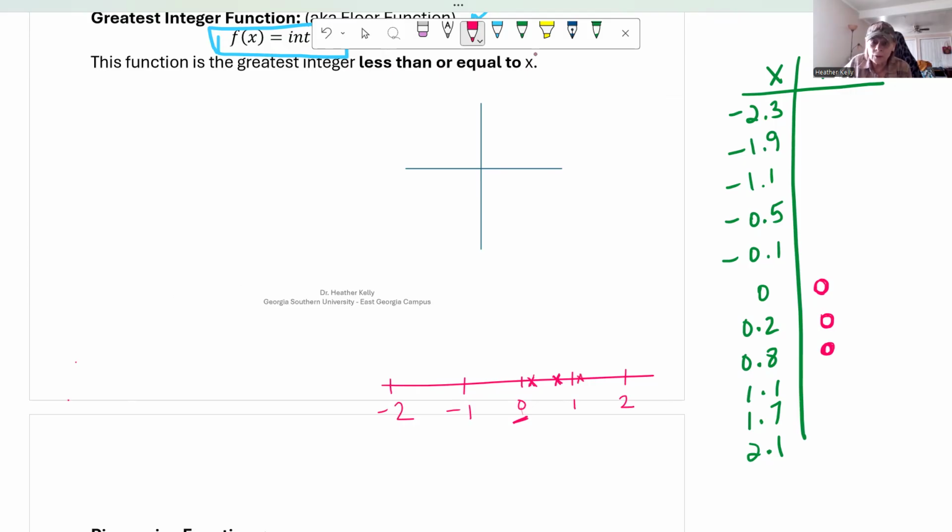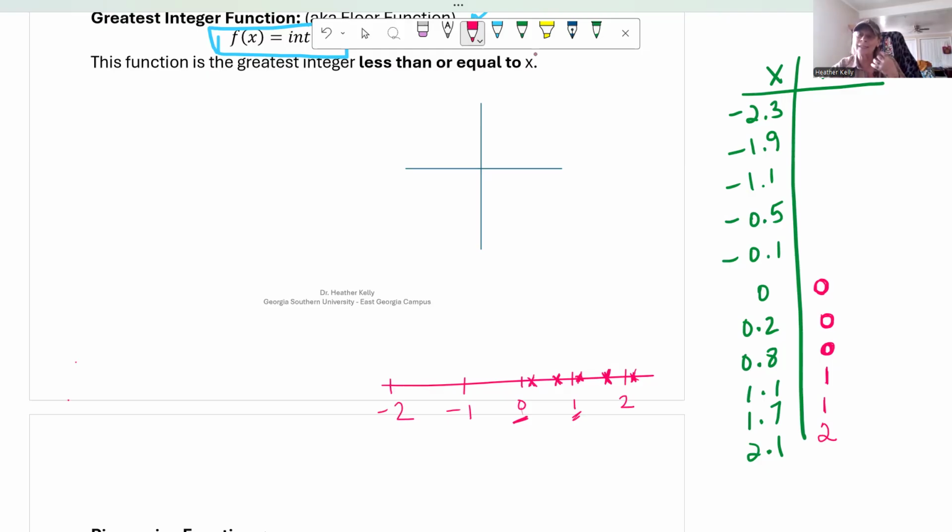1.1 is right here, and so the biggest integer for 1.1 is 1. And 1.7 is right here, and the biggest integer for 1.7 is 1. And 2.1 is right here, and so the biggest integer for 2.1 is 2. Now, it makes a lot of sense when we're talking about positive numbers.